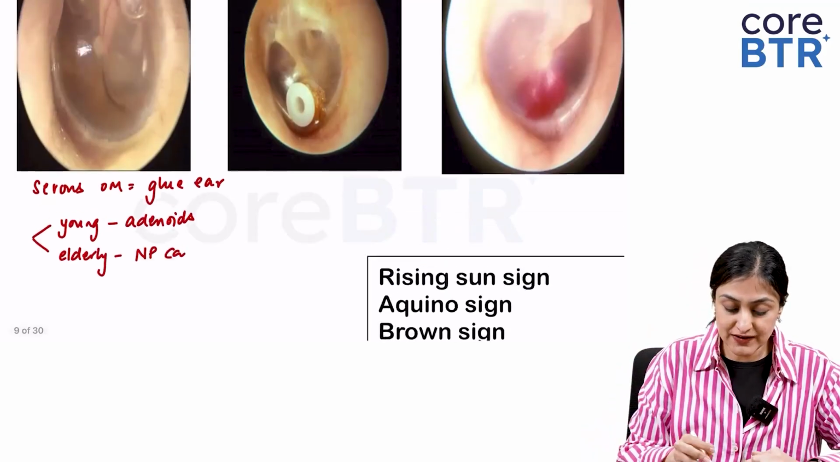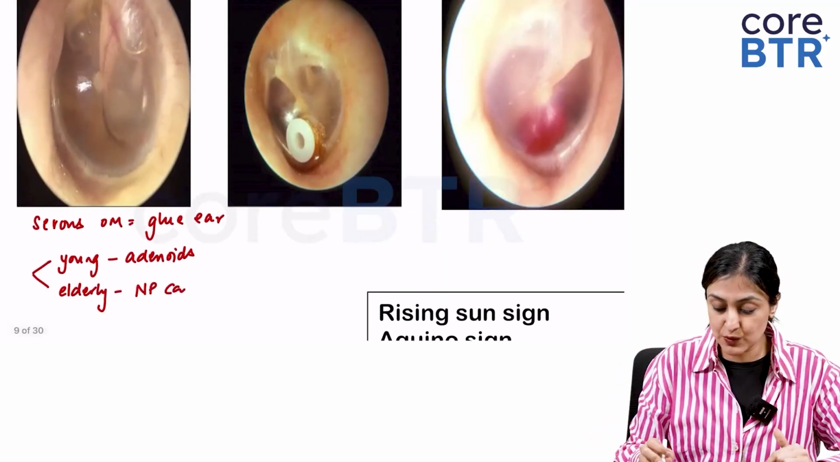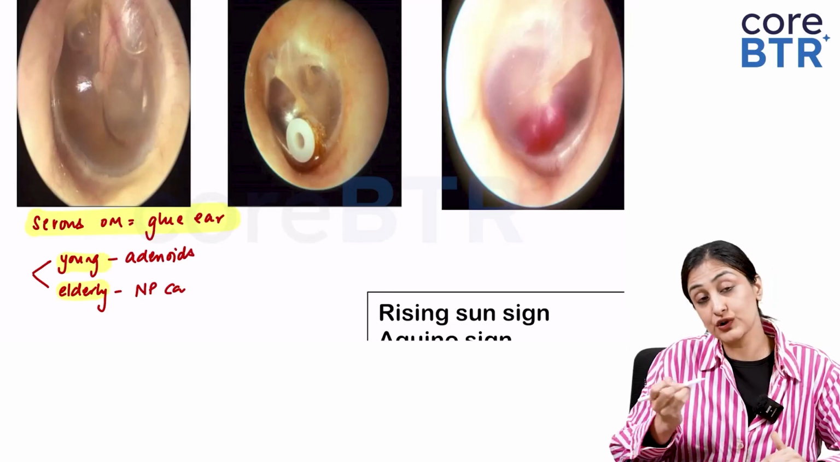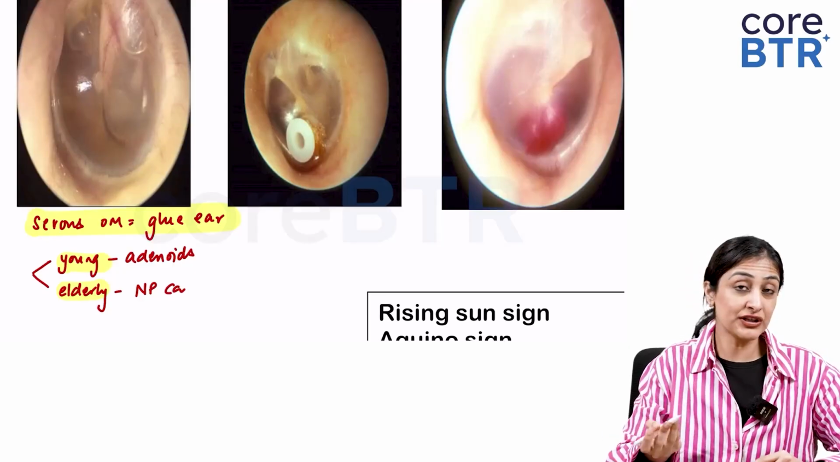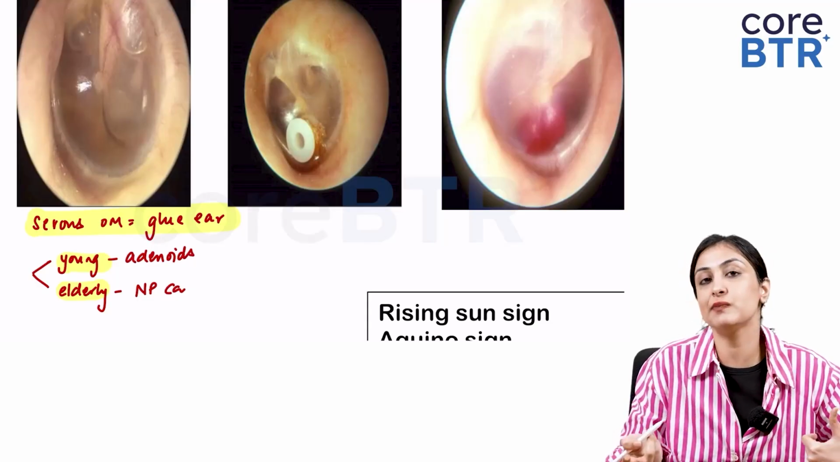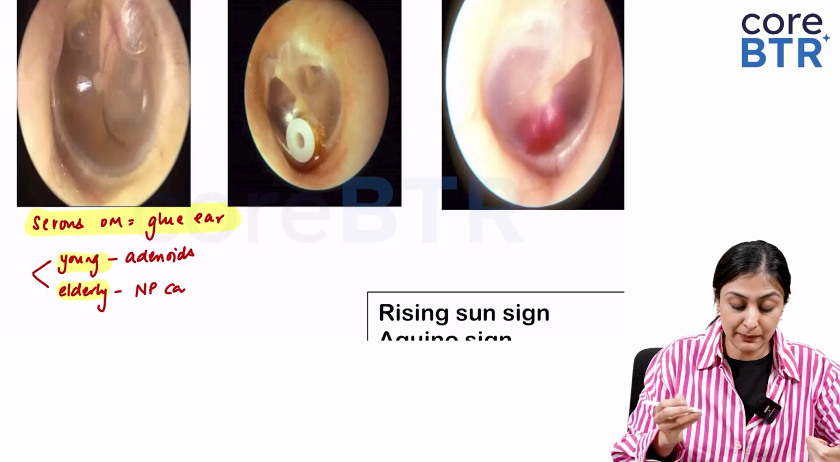So serous otitis media or glue ear is what I need to remember, and this is what we will learn for the causes. Obviously, I have to treat the primary cause, and only then is there a point of draining the fluid, right? Otherwise, it will keep on accumulating. So that is what the management would be.